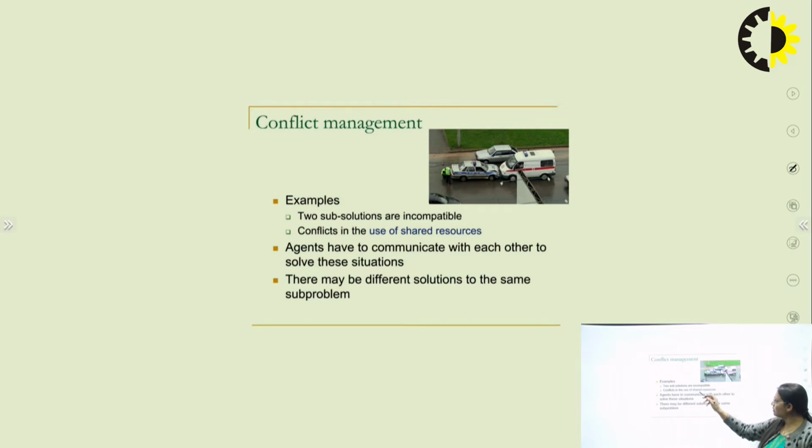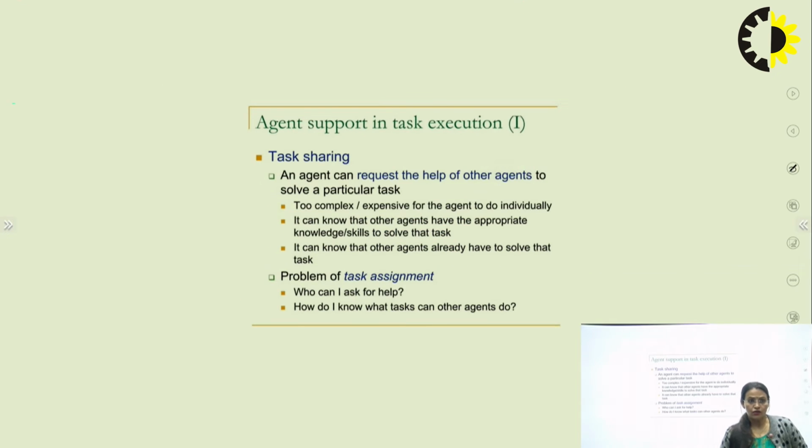This is an example where there may be use of shared resources, and maybe the sub-problems or the sub-solutions provided may be incompatible by nature. In that case, agents need to communicate properly with each other to solve this situation. There might be different solutions for solving these problems. For solving these situations, some kind of agent support is needed.